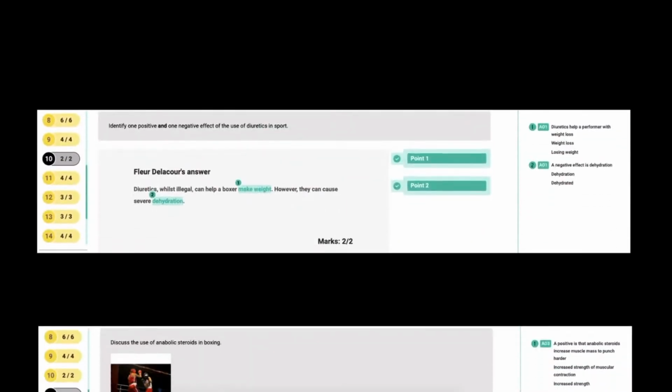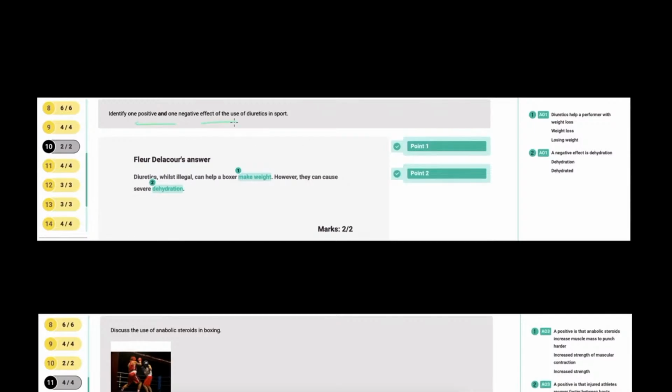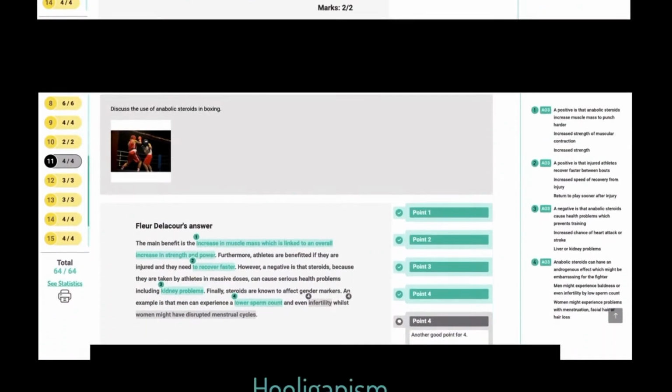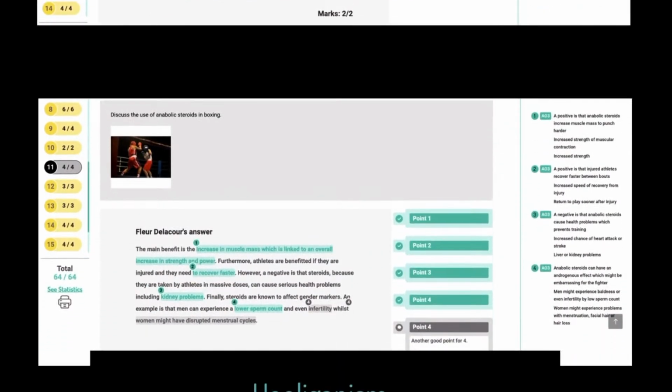Let's have a look here. Identify one positive and one negative of a diuretic. You can make weight as a boxer, but it will dehydrate you. What have we got here? Discuss the use of steroids in boxing. Okay, so discuss. We've got to give the positives and the negatives.